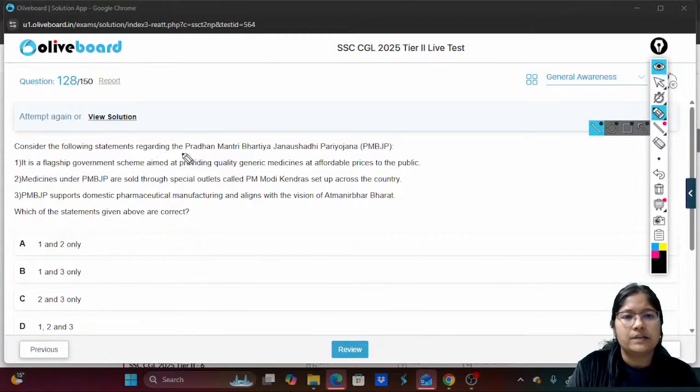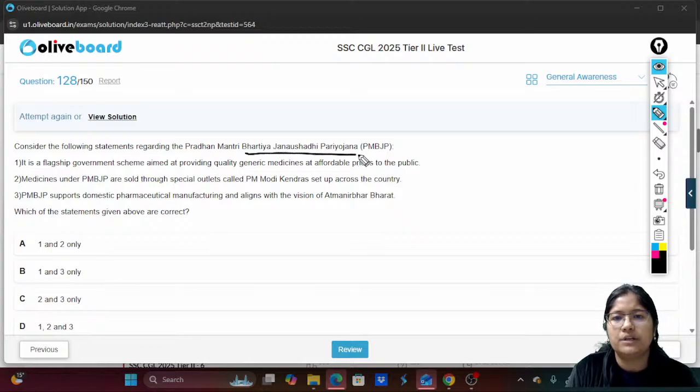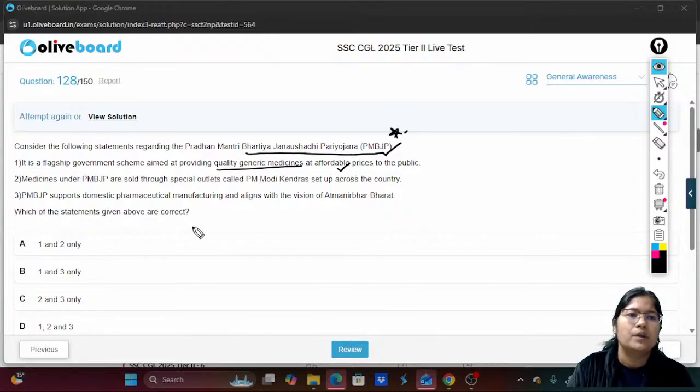Consider the following statements regarding Pradhan Mantri Bharatiya Jan Aushadhi Pariyojana. You all must have heard about Jan Aushadhi Pariyojana. There are different outlets also where you get the medicines at a subsidized rate. It is a flagship government scheme aimed at providing quality generic medicines at affordable prices. Is this correct? This is correct. This is the main intention.